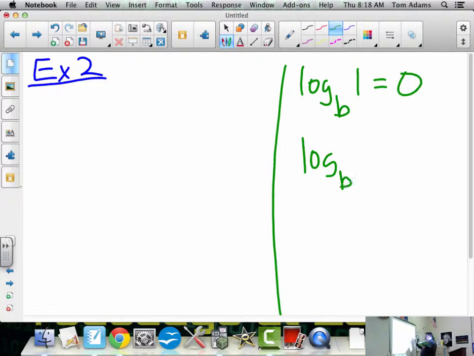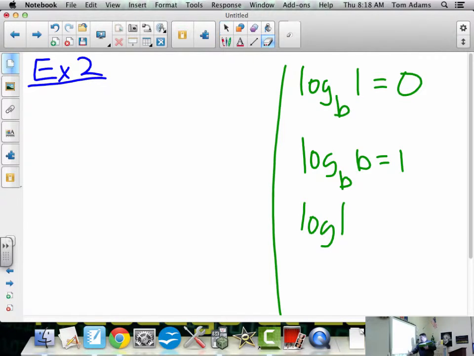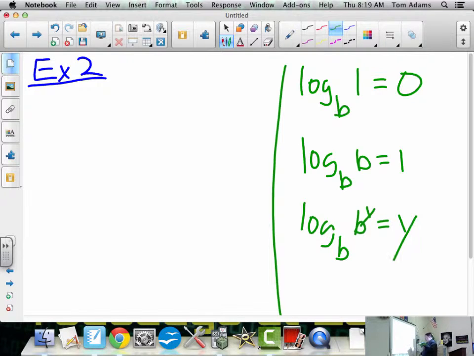Log base b of b is equal to 1. Log base b of b to the y is always equal to y. Okay. This one I'll explain in a second. And now here's another one. This is a variation of that, which would be log base b of log base b to the x. Well, that just equals x.